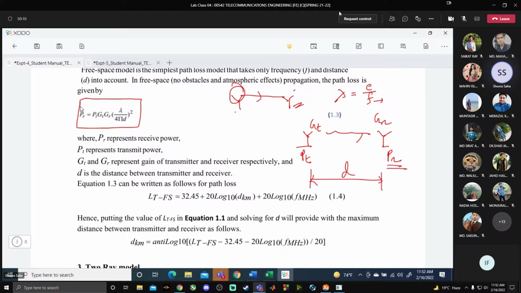Now তুমি যদি দেখো এখানে the gain factors are multiplied, right? PT, GT, GR, they are multiplied, gain factors. And loss factor গুলো নিচে থাকে, lambda, D নিচে, lambda উপরে, তার মানে C হচ্ছে নিচে, F হচ্ছে নিচে, F is a loss factor. ঠিক আছে?